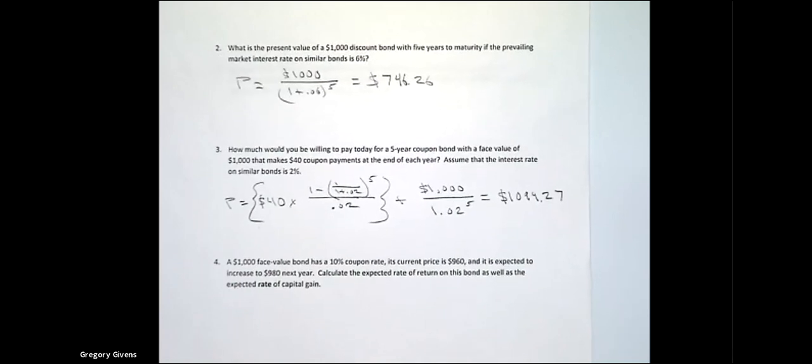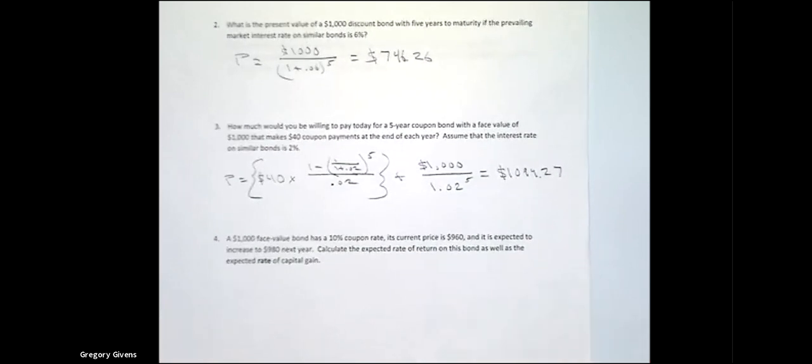How about number 4? A $1,000 face value bond has a 10% coupon rate. Its current price is $960, and it's expected to increase. That is, you could sell it in a secondary market to another investor for $980 next year. Can you calculate the holding period rate of return, or the expected holding period rate of return? If the bond is expected to increase to $980 next year, how do we compute the rate of return? You remember how to do that?